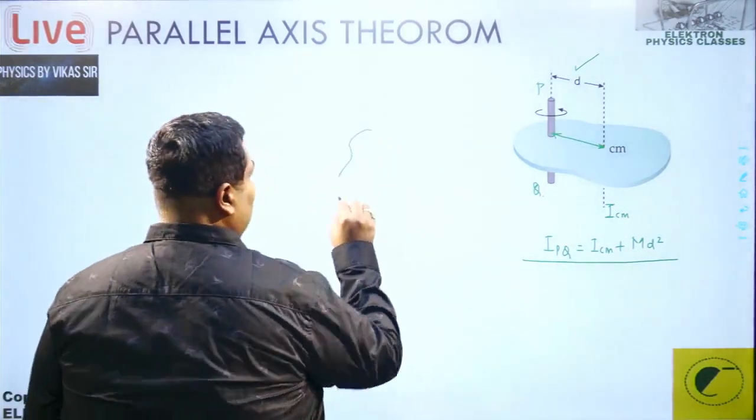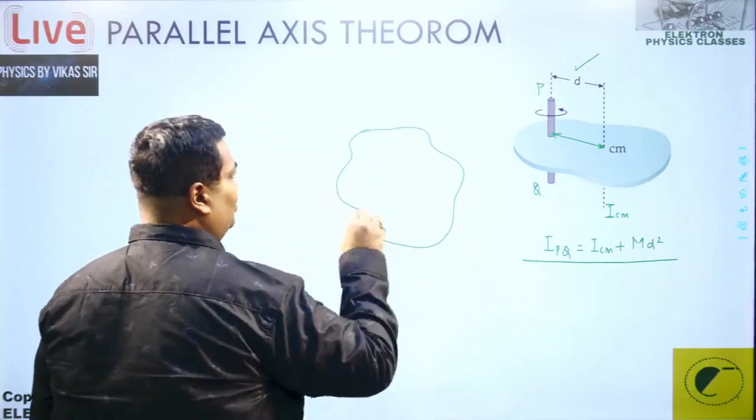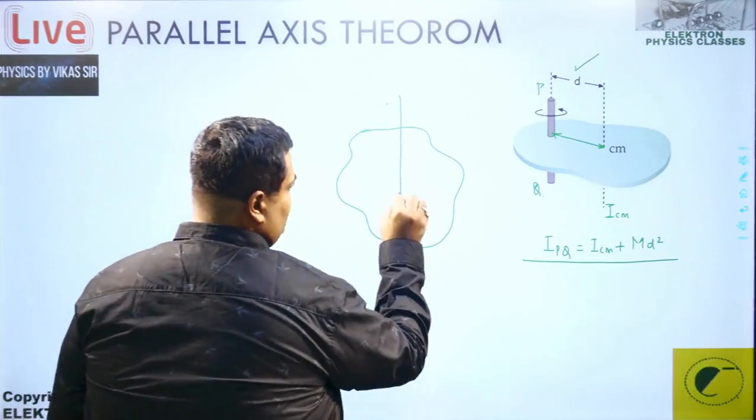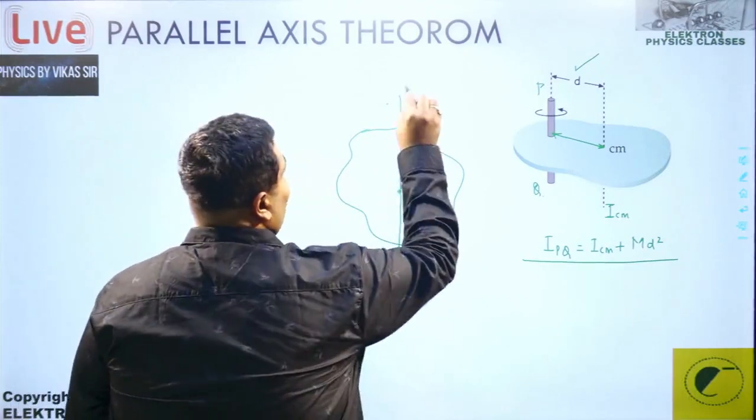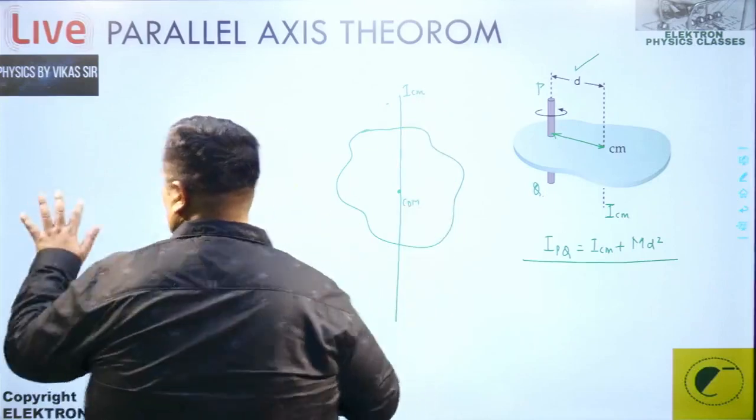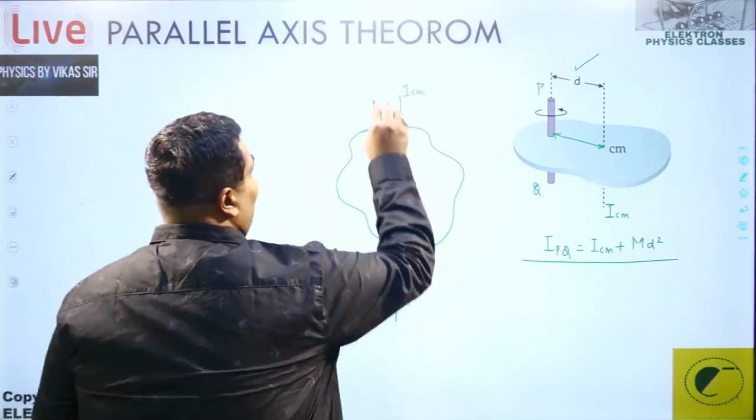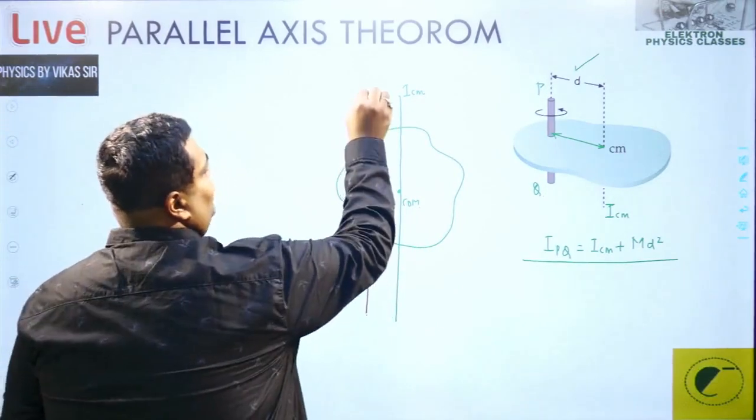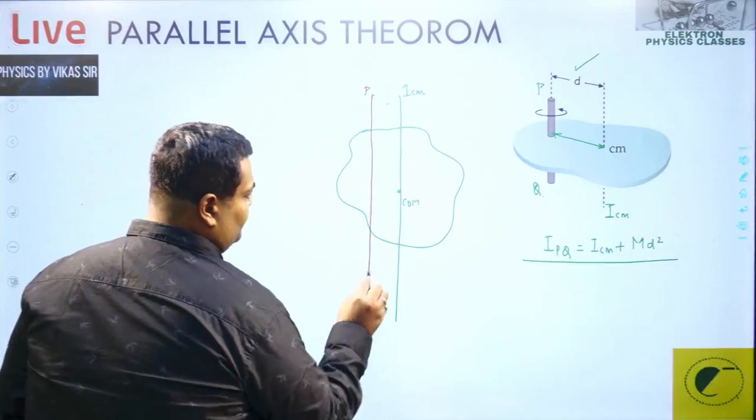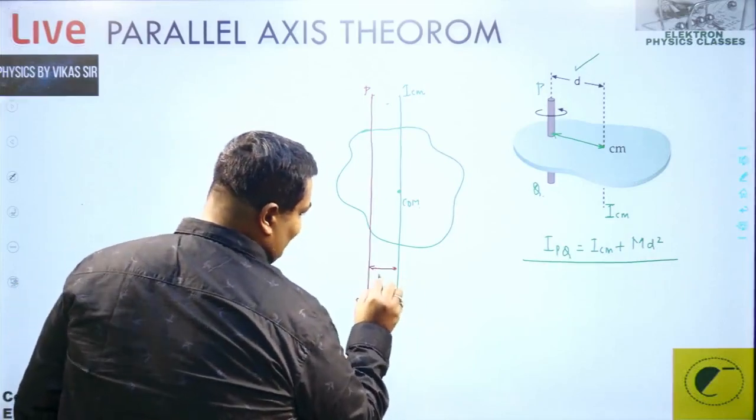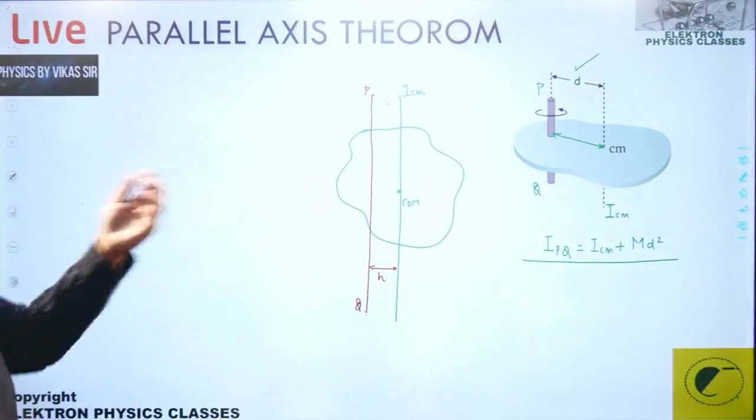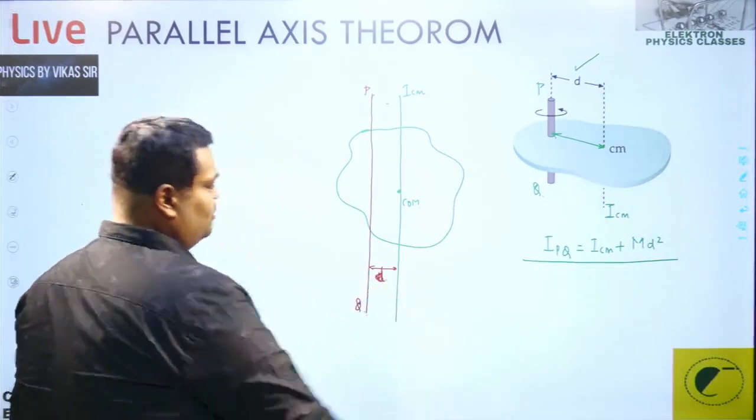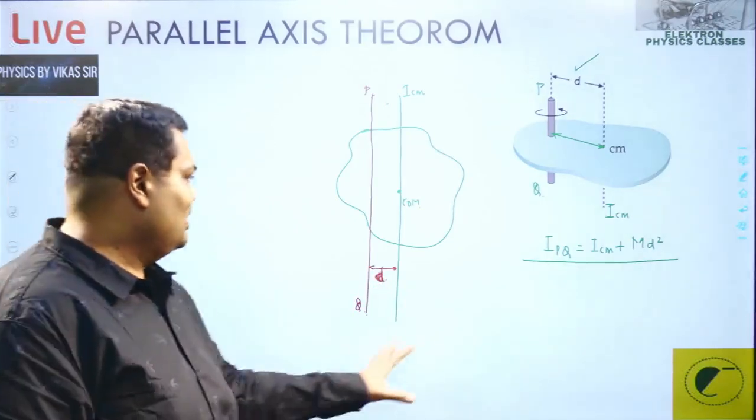So let's consider this as a rigid body and this as your center of mass. And so this is your center of mass axis. And I have another axis which is parallel to this. So let's label this as the PQ axis, and the distance between them as h. Like this. Or in this case it is d. So I can take this as d. D or h, whatever it is. Some books write h, some books write d. We are labeling d over it.